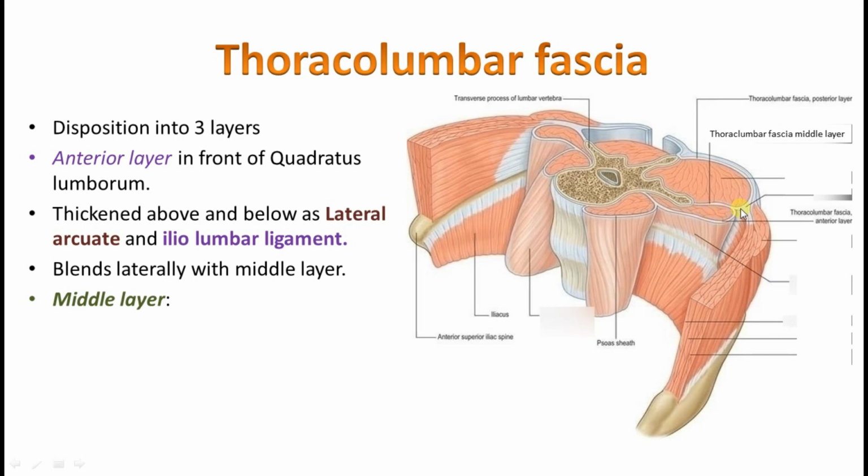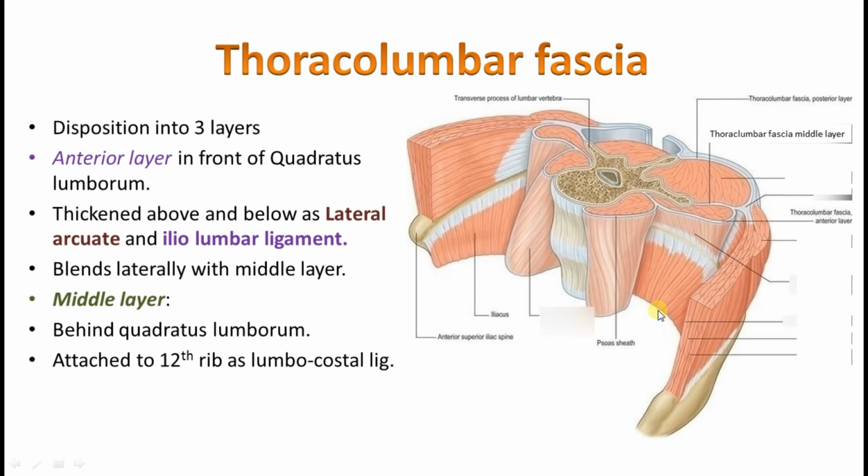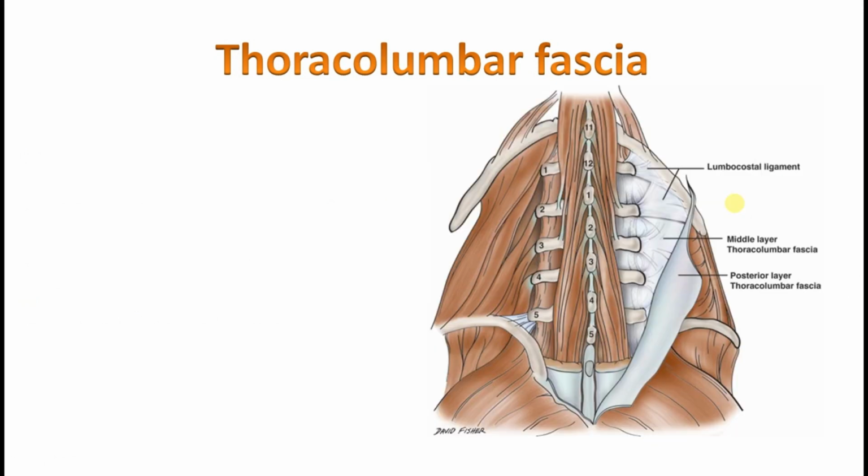Laterally it blends with the anterior layer. Below it merges with the iliolumbar ligament. Above it thickens to form another ligament which is called the lumbocostal ligament, which is attached to the 12th rib. That is about the middle layer of the thoracolumbar fascia. Then what you see here is the posterior layer of the thoracolumbar fascia. The lumbocostal ligament we have seen attaching to the 12th rib is the middle layer thickening.